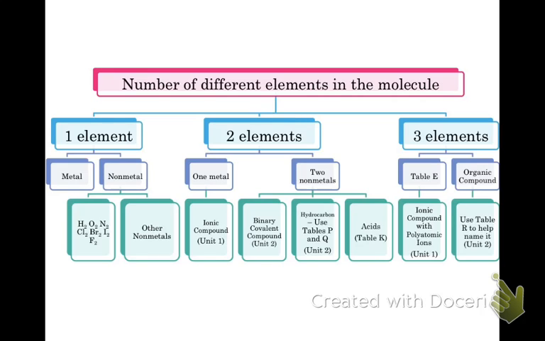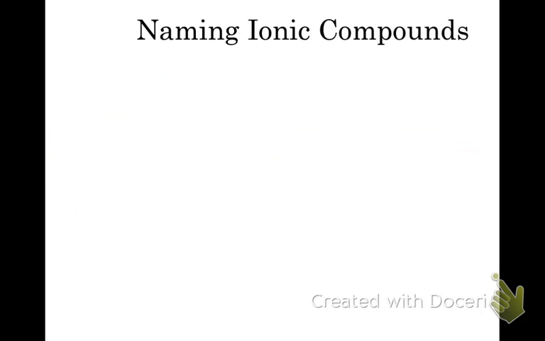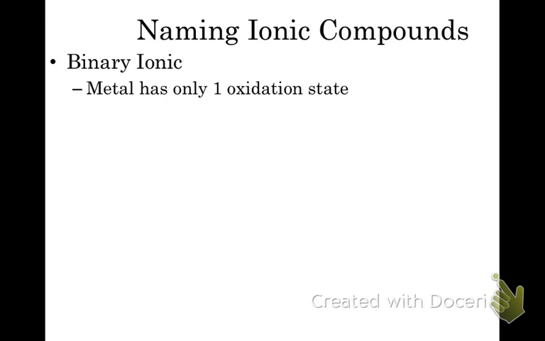If it has three or more elements and it's not off of Table E, and they're all going to be nonmetals, those are going to be organic compounds, and we'll use Table R to help us name those. So going through and quickly determining how to name ionic compounds.